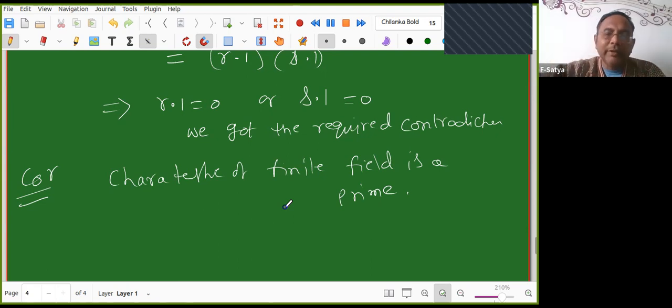Out of them, the smallest n is the characteristic. But if you are able to produce an m such that m into a equal to 0 for every a, then there is a positive integer m. Then out of them, I'll take the smallest by the well-ordering principle. That is the characteristic. But I'm claiming there exists an m. How do you prove it?